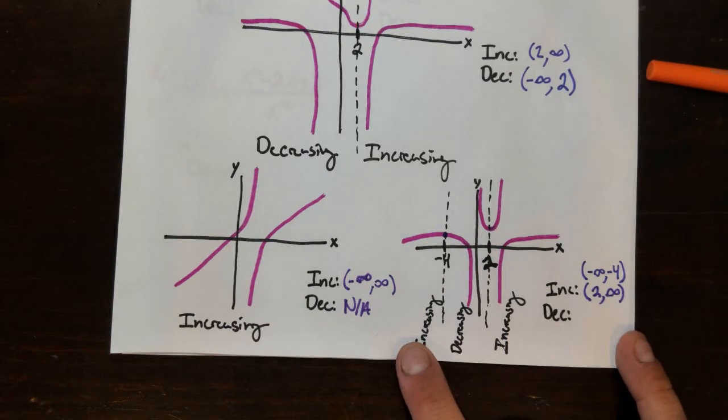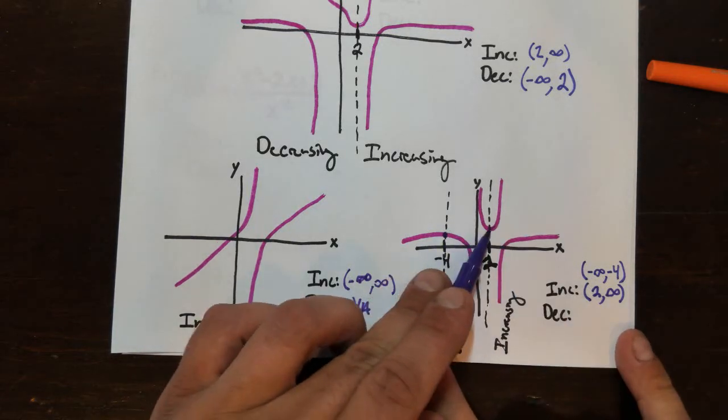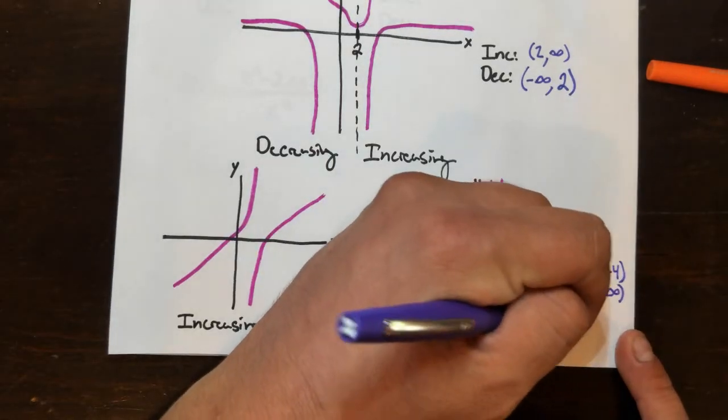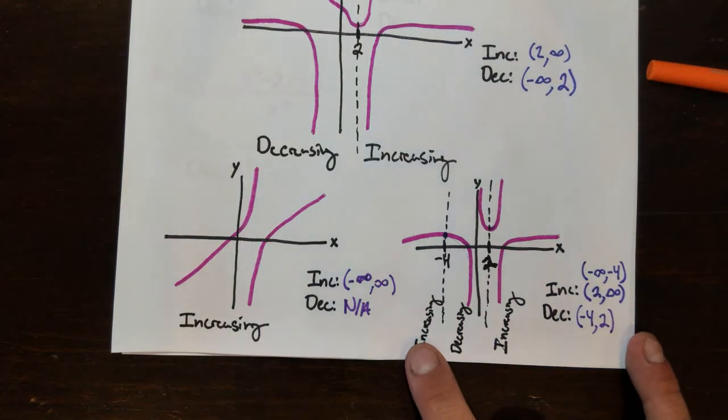And then we think about our decreasing interval. Well, that's the interval right in the middle, right? Isn't it decreasing from negative 4 to 2? Yeah. So it decreases from negative 4 to 2. And that's how we write it.